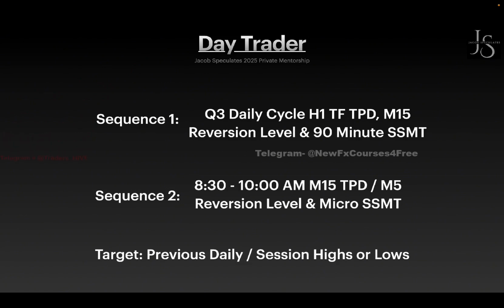For sequence number two, you're looking for a 15-minute TPD between 8:30 a.m. and 10 a.m. with a 5-minute reversion level, and then the weakest asset to print a microcycle sequential SMT, and then you are targeting previous daily and session old highs or lows.